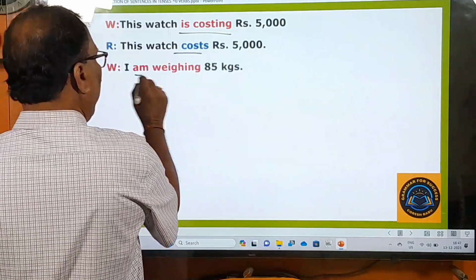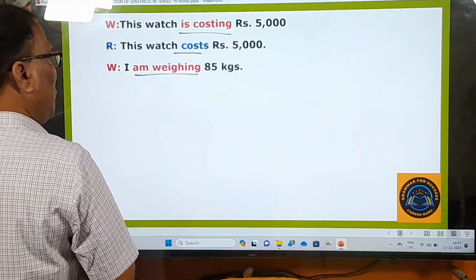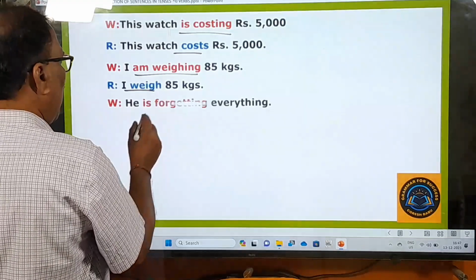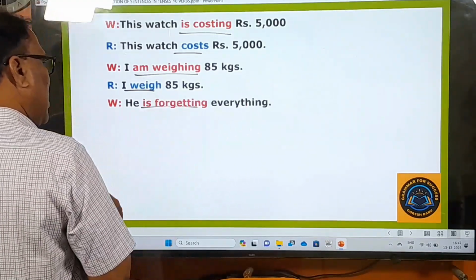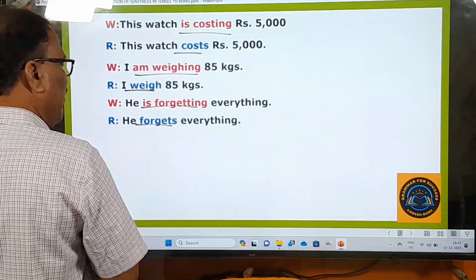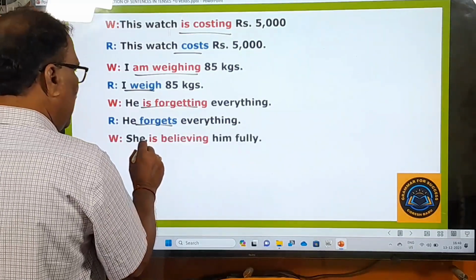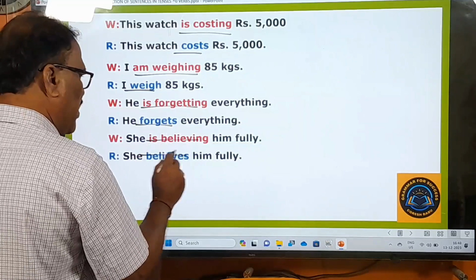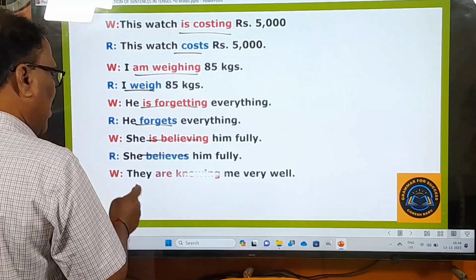And I am weighing 85 kgs. Don't say I am weighing, right? You have to say I weigh 85 kgs, right? And then comes he is forgetting everything. Don't say he's forgetting. You have to say he forgets everything, right? And then comes she's believing him fully, right? And you should not say she's believing. She believes him fully. Please try to understand all these examples.